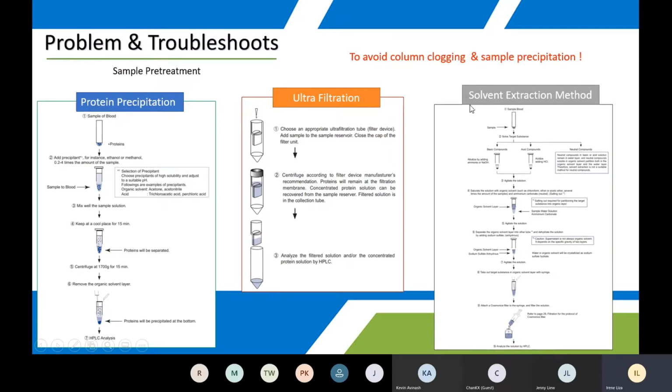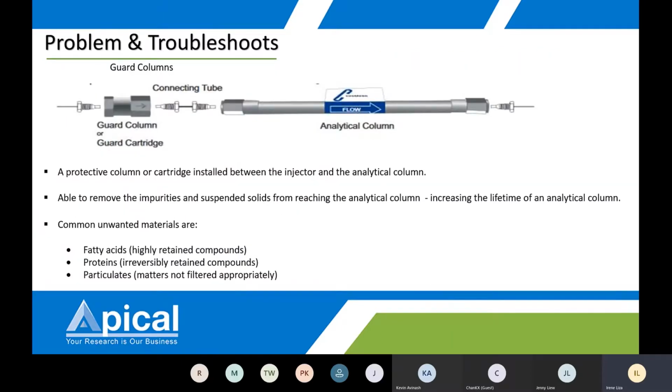Or you can also go into a solvent extraction method. So this is one more procedure. This particular procedure, you can actually get from the Cosmosil website itself. So you can read through and look through this particular extraction method. Another one that is very crucial is to use guard columns, like what I've explained earlier.